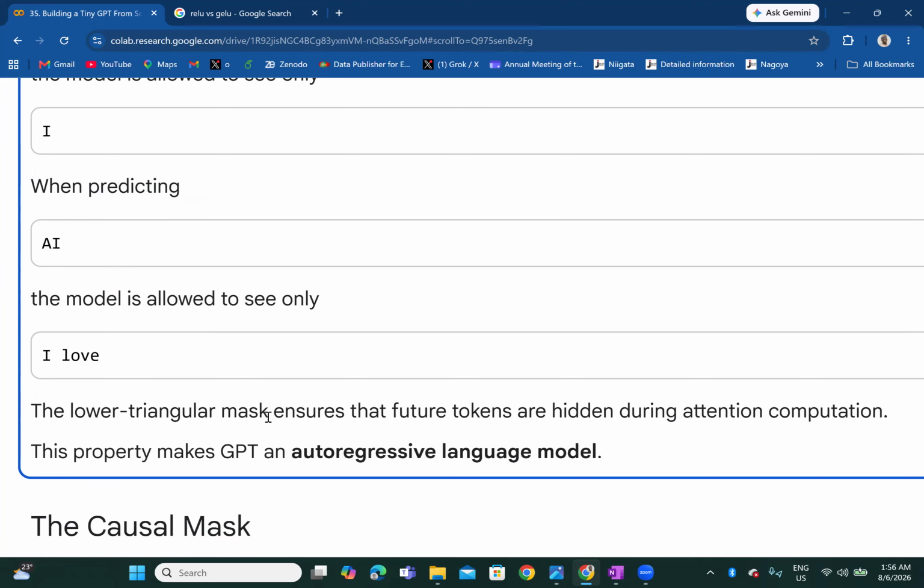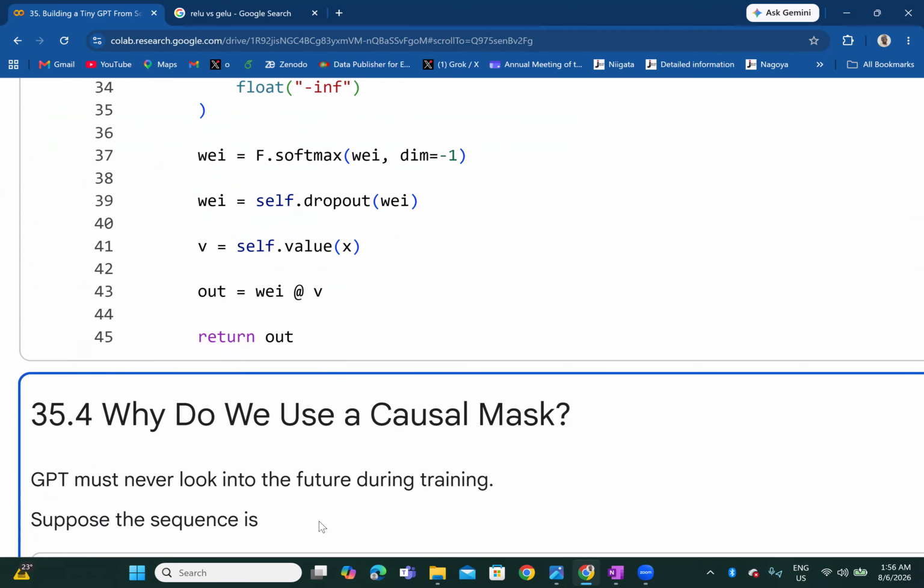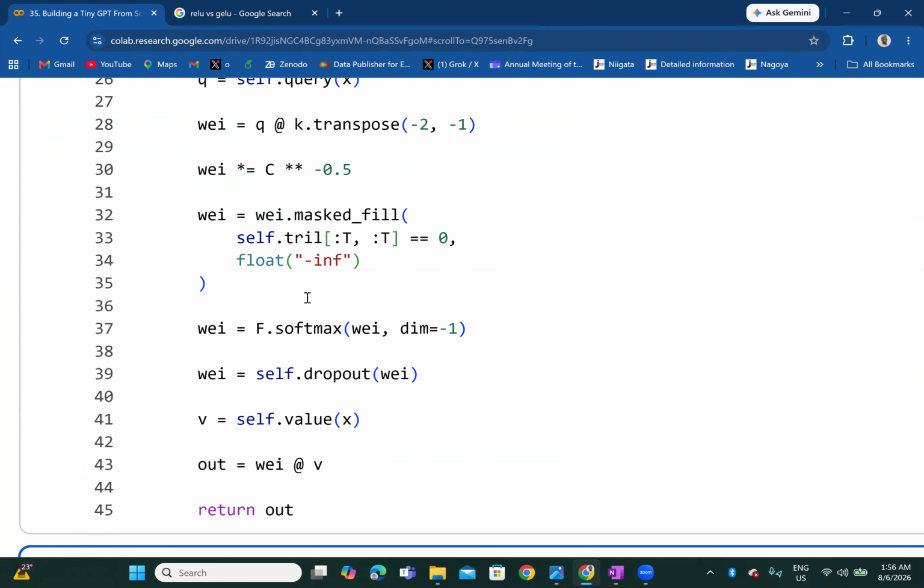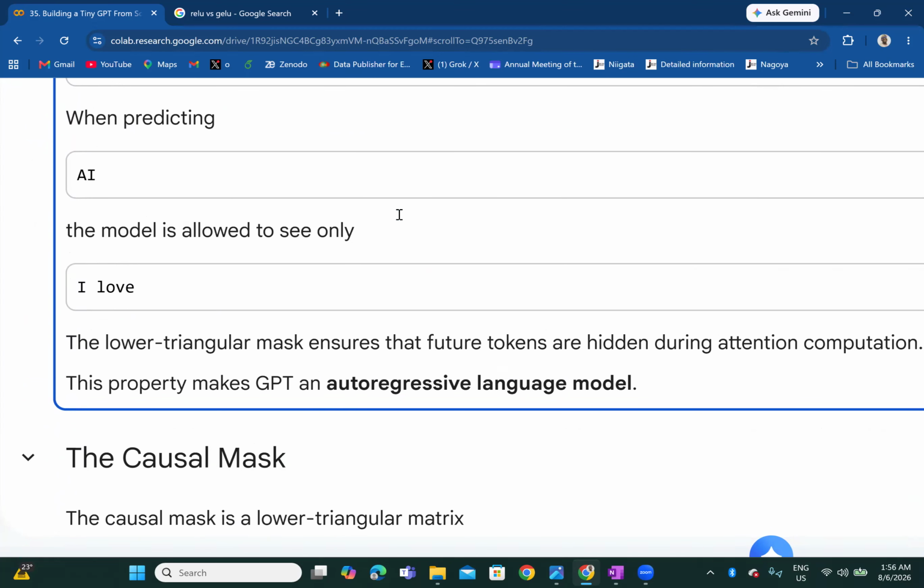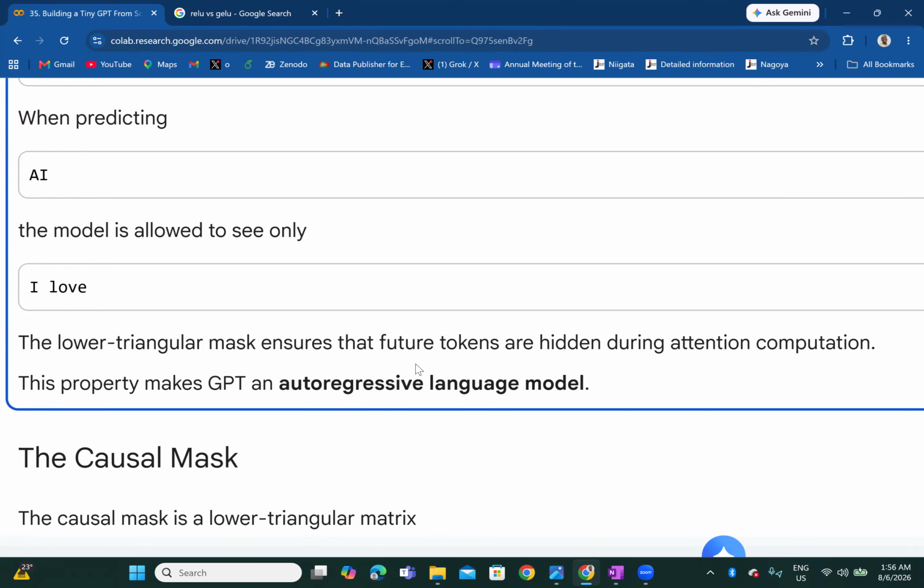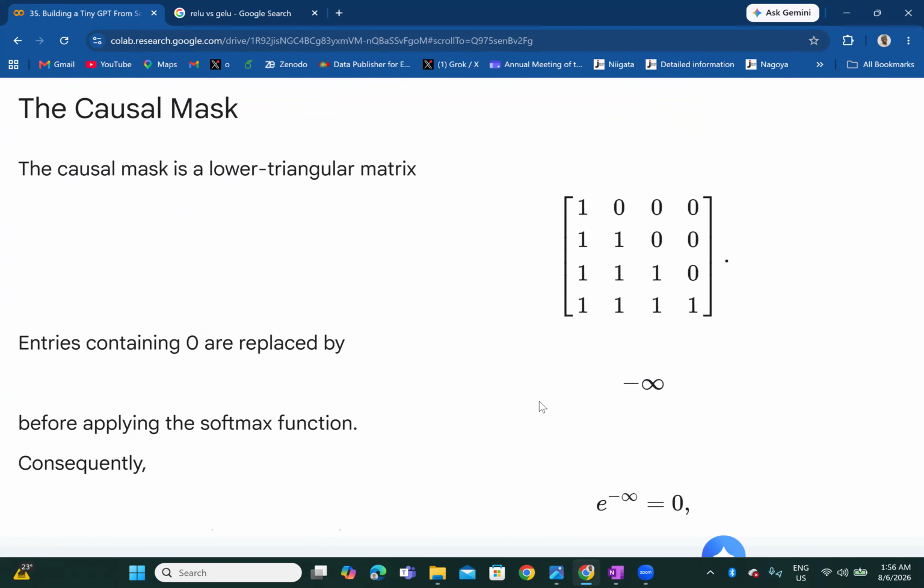So the lower triangular mask ensures that future tokens are hidden during attention computation to avoid information seeping. It's more like a student seeing the question before an exam. That's not allowed. That's why a causal mask is used, like we have right up here. I called it casual mask earlier, it's causal mask. The lower triangular mask ensures that future tokens are hidden during the attention computation. This property makes GPT an autoregressive language model, because whatever prediction it's making is strictly based on what has been before it, not anything in the future.